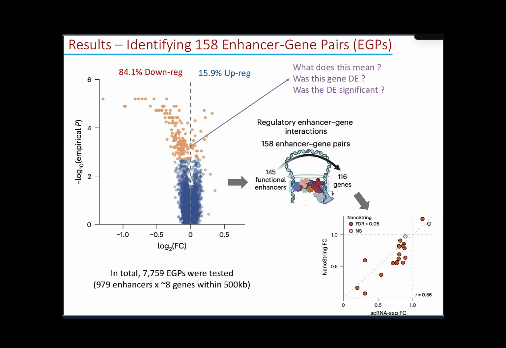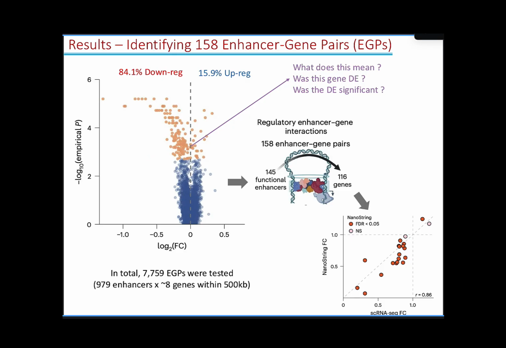And in an EGP, two things happen. There was a given fold change in the expression of the gene in that pair, and that change was significant or not, right? So the fold change is represented in the x-axis, the significance represented in the y. I have a question up here that we'll discuss in a second.